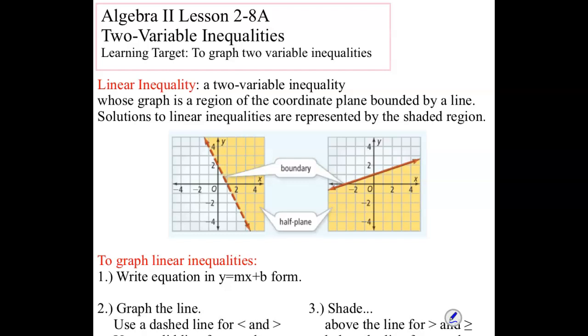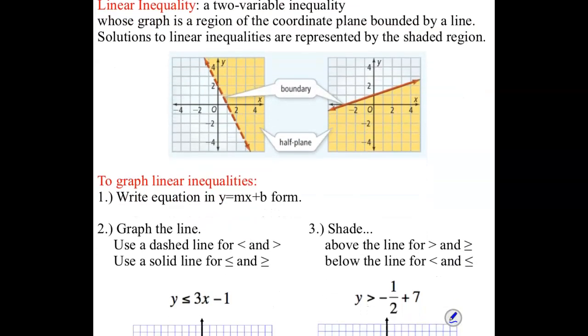Solutions to linear inequalities are represented by a shaded region. So instead of just graphing a line, we're actually going to graph a line and then we're going to shade one side of it. Our line is called the boundary, and then the shaded part is called a half plane. It's half of the coordinate plane. You are either shading above the line or below the line.